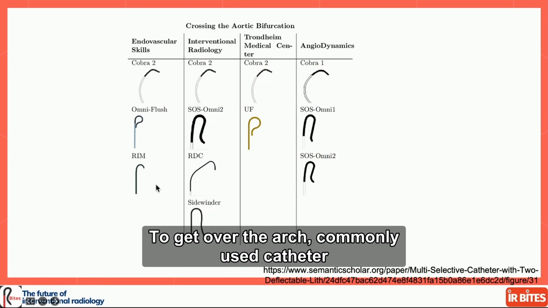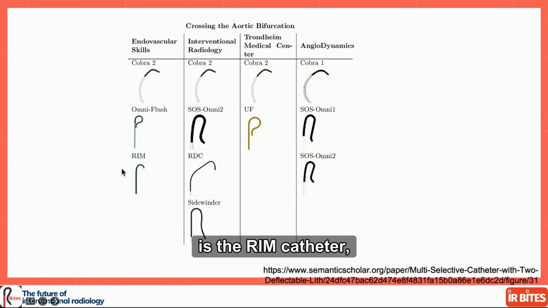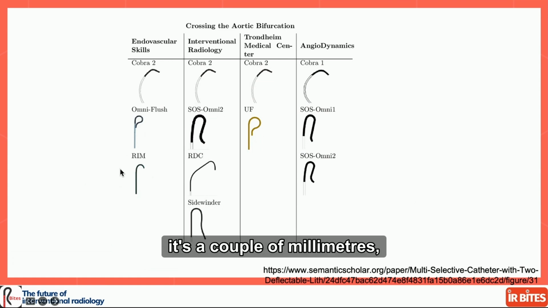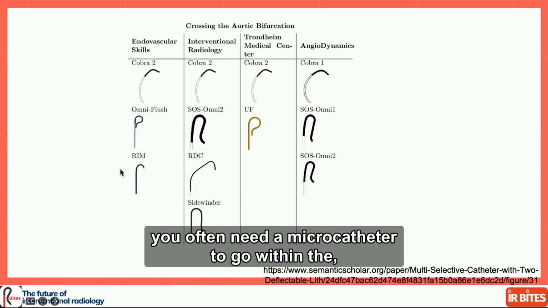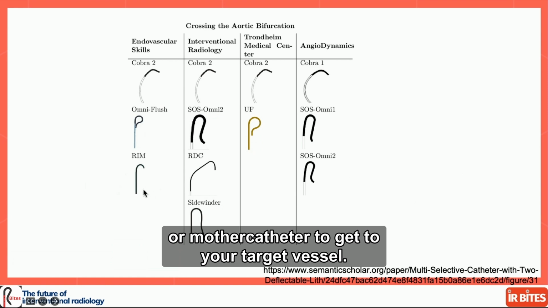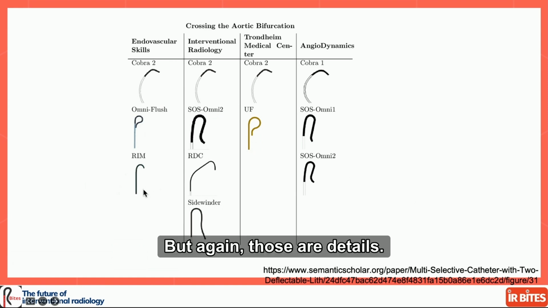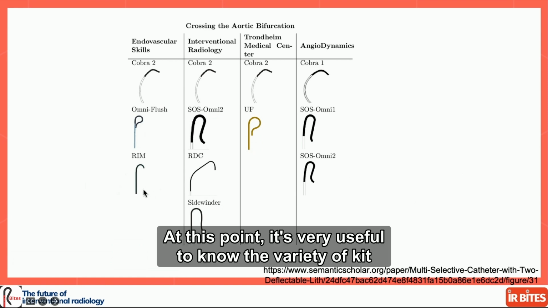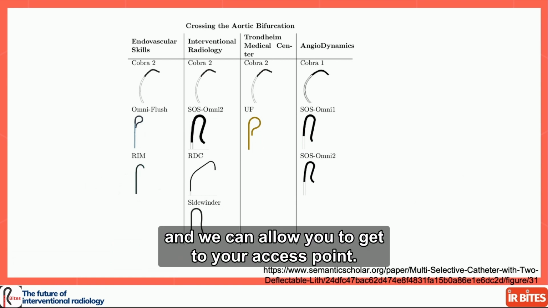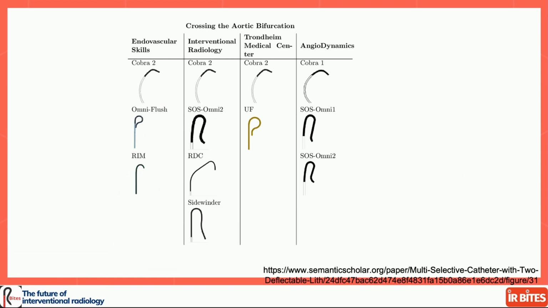To get over the arch, a commonly used catheter is the RIM catheter, but because the prostate artery is tiny, a couple of millimeters, you often need a microcatheter to go within what we call a parent or mother catheter to get to your target vessel. But again, those are details. At this point, it's very useful to know the variety of kit and the number of catheters which are available and which can allow you to get to your access point.